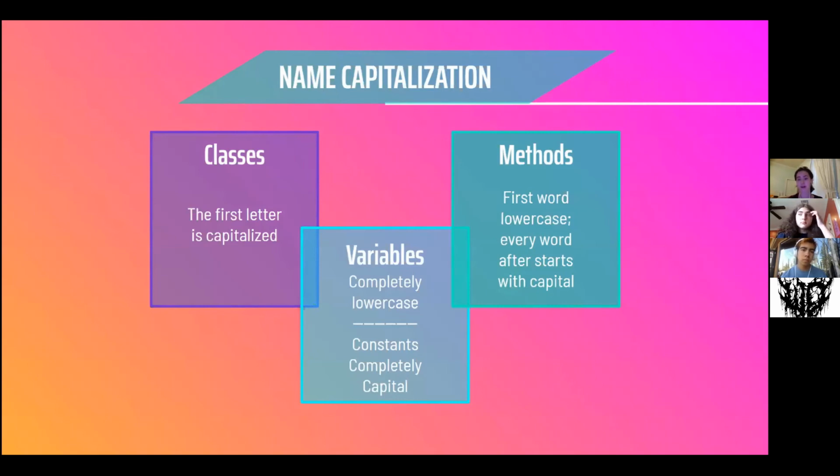Methods: the first word is always lowercase, but every word after that starts with a capital. So if you have turn on lights, turn would be lowercase, then the O in on would be capital, and the L in lights would be capital.